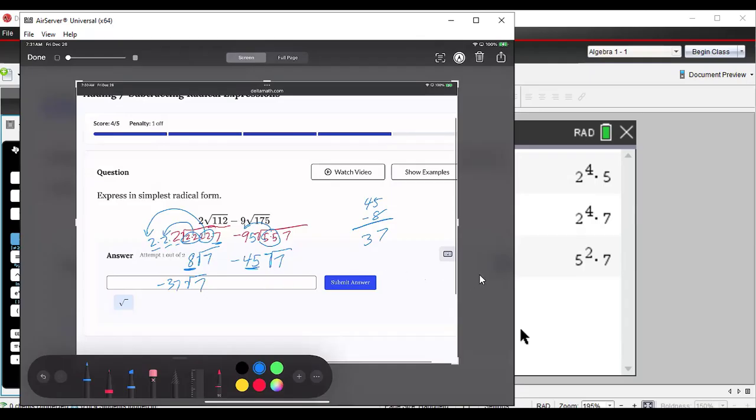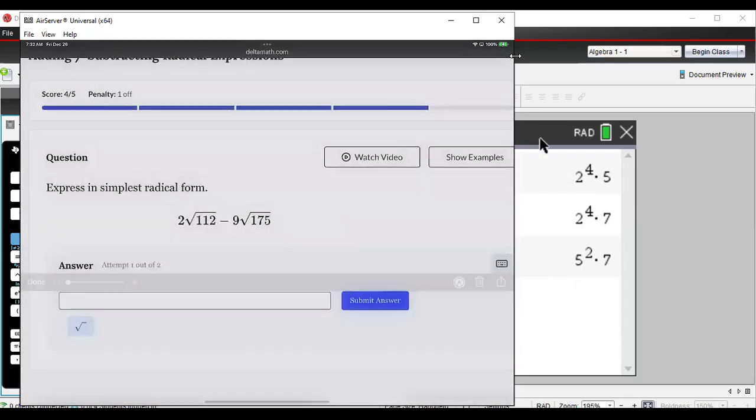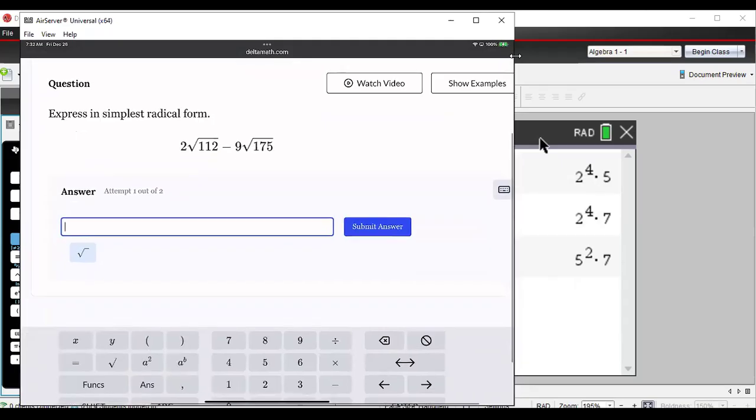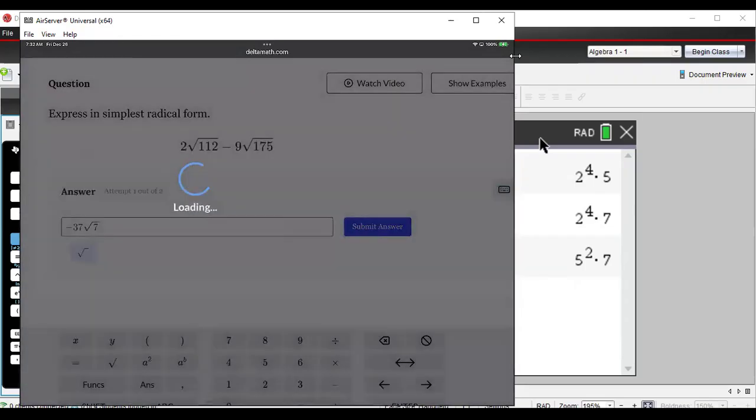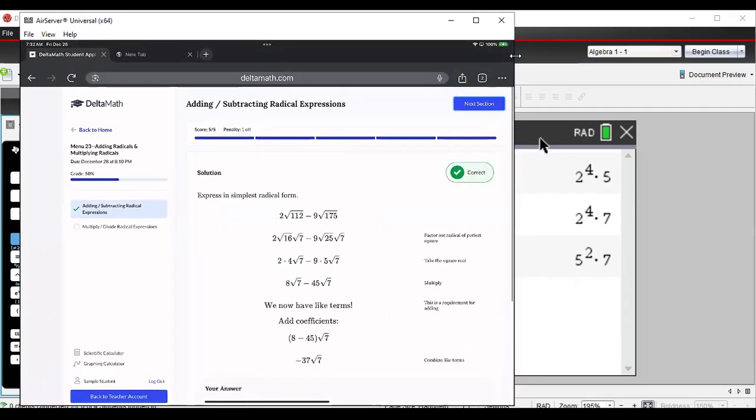I think I'm going to stop and post this. So this is going to be a -37 square root of 7. That's what I had. So submit it, and it says nicely done.